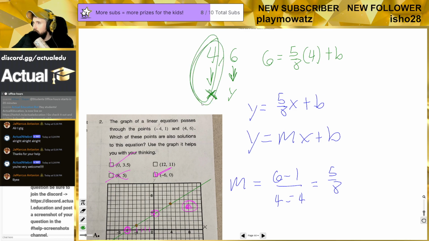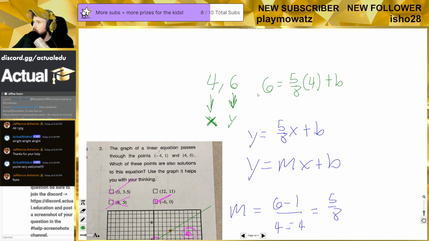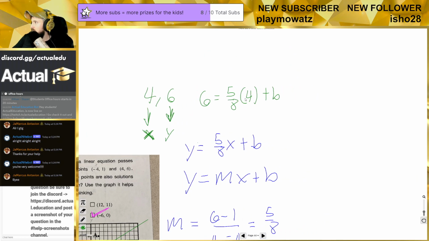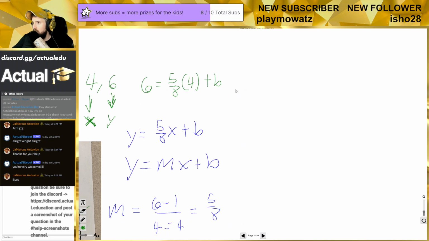All I did here is I took what the x coordinate was for one of my points, I plugged it in, and I took the y coordinate for one of my points, and I plugged it in. And now I have an equation that I can solve for b. 5/8 times 4 is 20/8, which is 2.5. Look, 2.5 is showing up again. 6 is equal to 2.5 plus b. So what does b equal? 3.5. Yeah, subtract. So b is equal to 3.5.